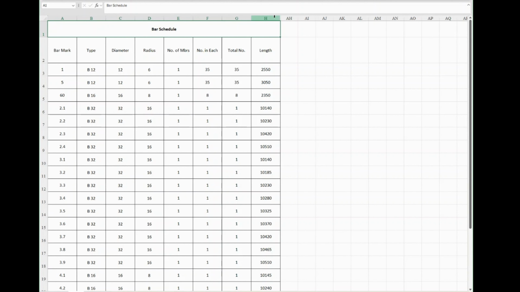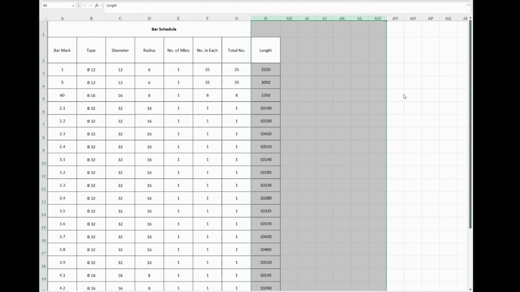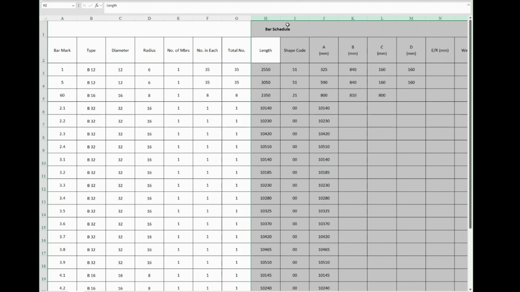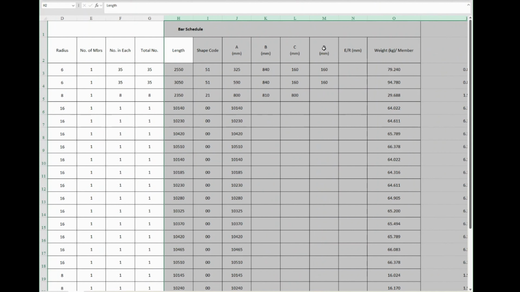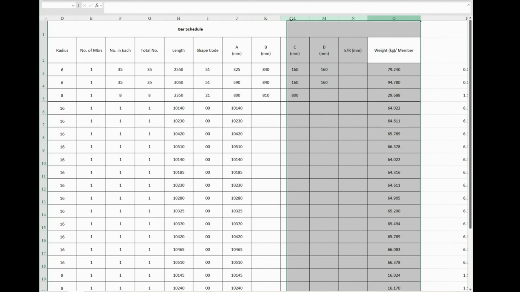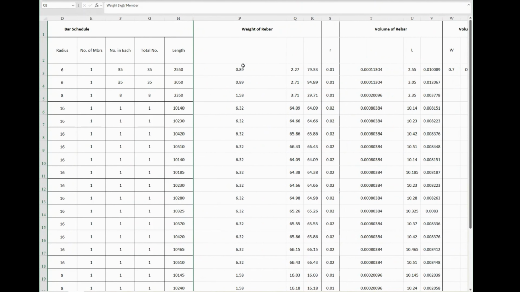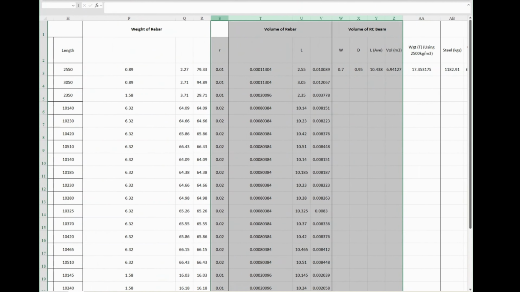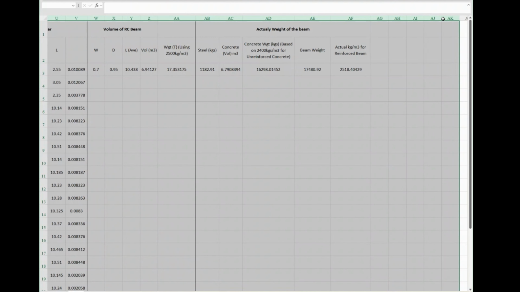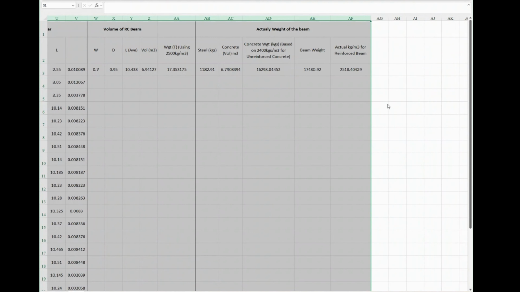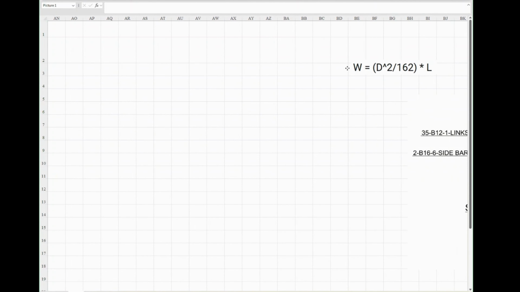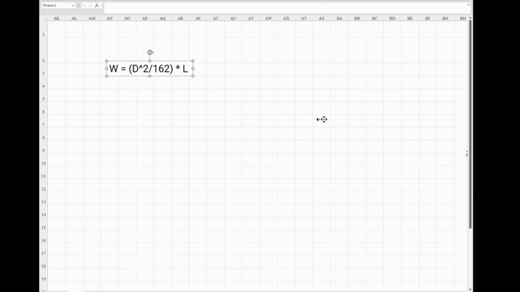If I unhide some tabs here, there are all the A, B's and C's. I'll get rid of them again, I don't want to see them. Over here, unit weight and weight of rebar. That's all I want to see for now. We'll go step by step. I have it all done, but I just want to go step by step, and we'll bring in our formula, which I have over here.